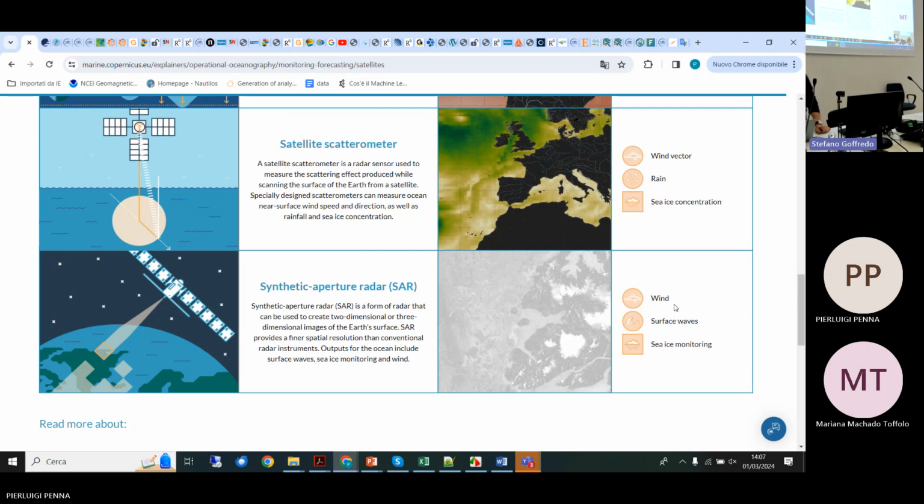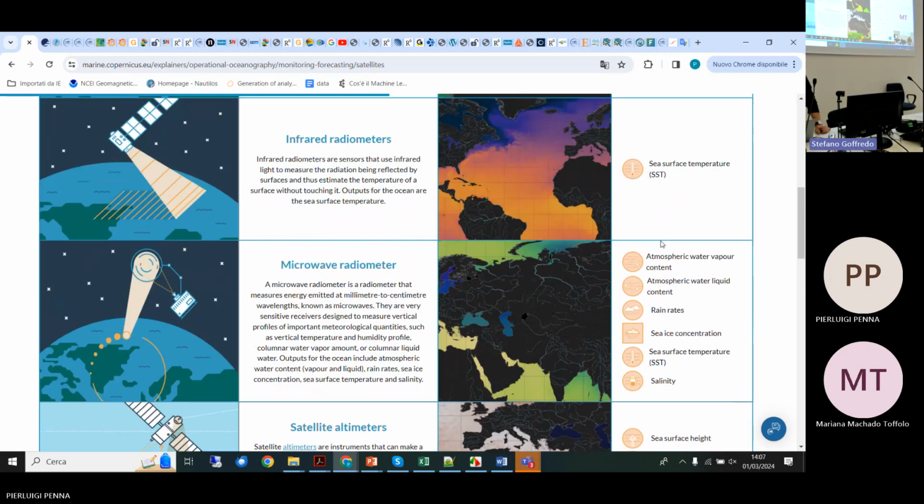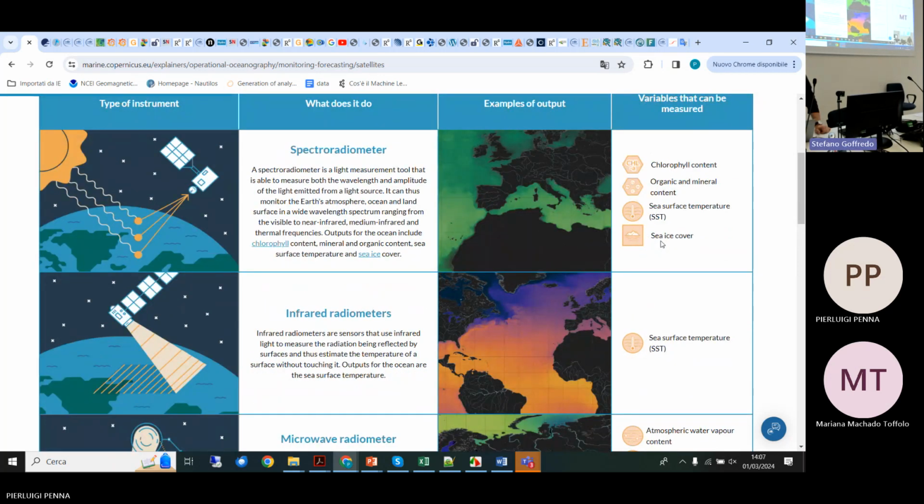Sea ice concentration, the same. Sea ice concentration is important for melting ice. In the North Pole the ice is sea water, in Antarctica it is fresh water. So melting can change the density, and so the circulation, the longer circulation.